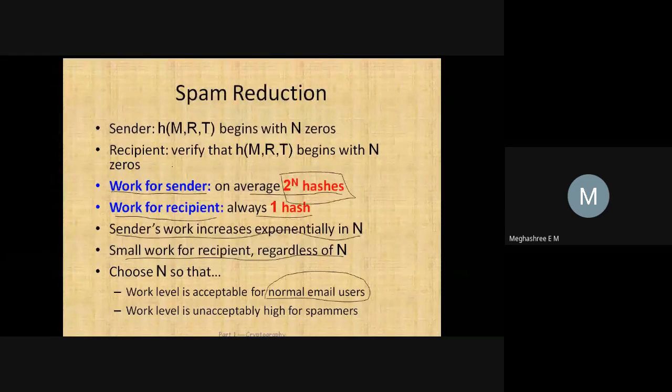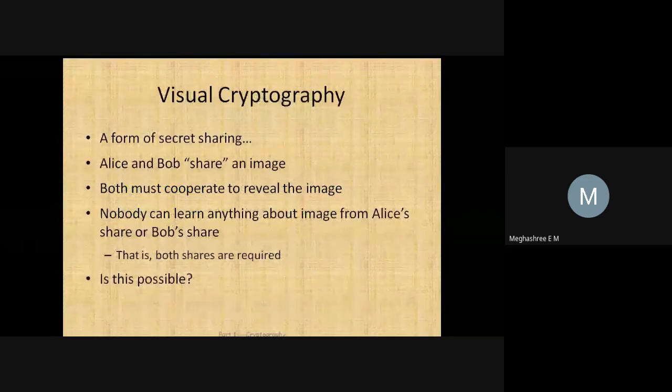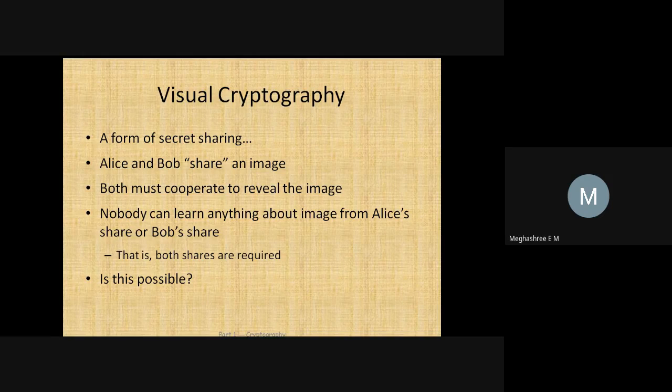Okay, so those are the two uses of the hash function. One is online bidding, the next one is spam reduction. Next we'll move on to the next topic, visual cryptography. Till now we saw that message digest, secure hash function and Tiger hash function were used, and many other hash functions are used in cryptography. There is another form of secret sharing, that is visual cryptography.